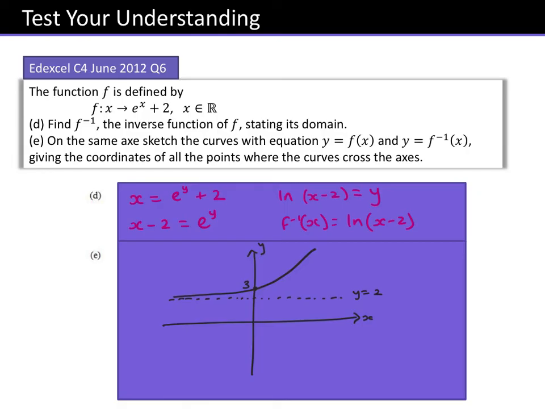Then if I have to draw the inverse, remember this is also a reflection in the line y equals x. So now we're going to have our asymptote on the line x equals 2. And then it's going to cross at, oh no, it's not quite.